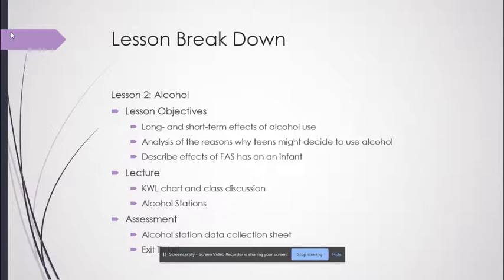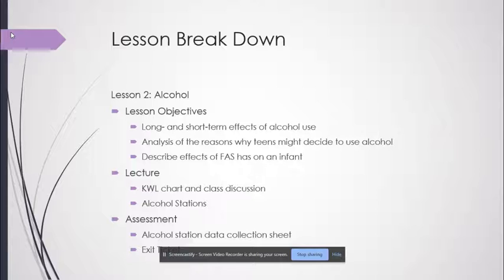Lesson 2 is about alcohol. Same thing: long-term and short-term effects of alcohol use, and analyzing reasons why teens or students might use alcohol. We also go into talking about greater effects such as fetal alcohol syndrome in an infant. Once again, we use KWL charts, lecture, and class discussions.